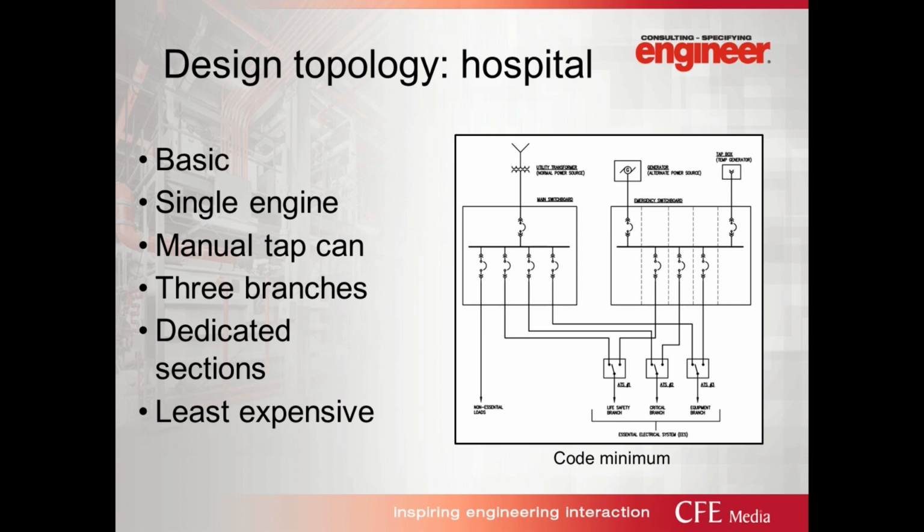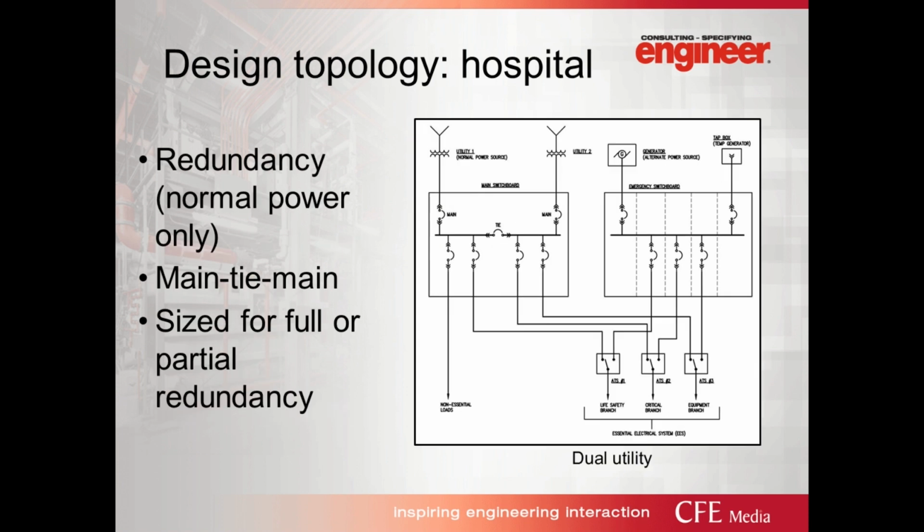So here's a variation from the code minimum design topology where it adds in just one level of redundancy on the normal power side by adding a secondary utility source connected in a main-tie-main switchboard. This dual utility feed may be sized for either full or partial redundancy, but the emergency side of the distribution remains the same code minimum, which is one engine and one manual connection. This is an option that provides for some level of redundancy for minimal cost. However, note that most utility companies will charge some sort of reserve capacity fee to the end user, so this is a consideration when using this type of topology.